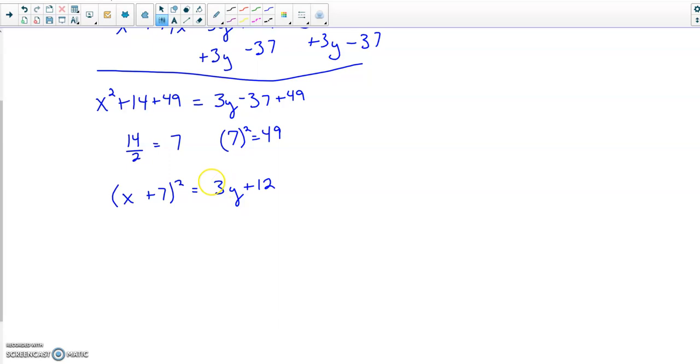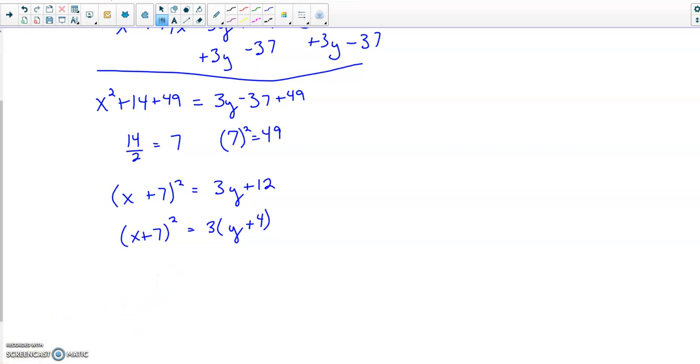Again, we have something in front of our y, so we can't have that. So what we're going to do is factor that 3 out. So we're going to take a 3 out of everything. So here, and then 12 divided by 3 is 4. Okay, and that is it.